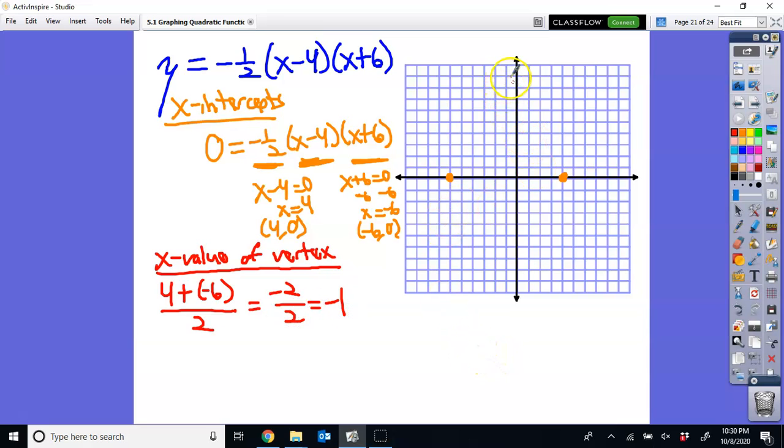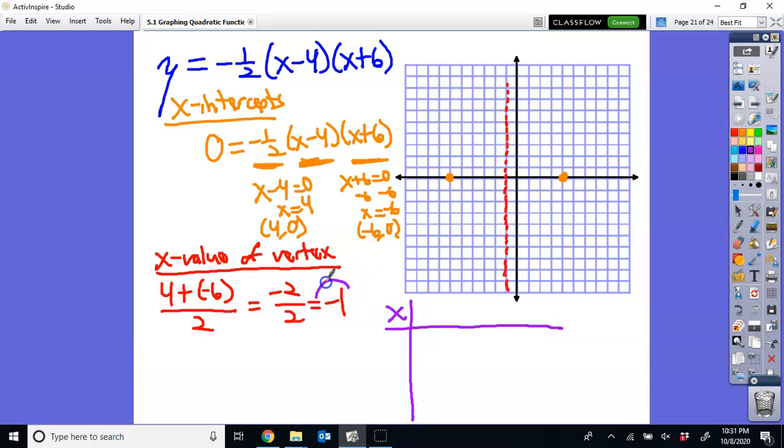That means somewhere on this line is my vertex. -1. I don't know where it's at. It's not here. Remember, it has to be the highest point or lowest point on the graph, so it's not there. It's on that line somewhere. So then I just do exactly like I did on the other ones. I plug in a table of values.